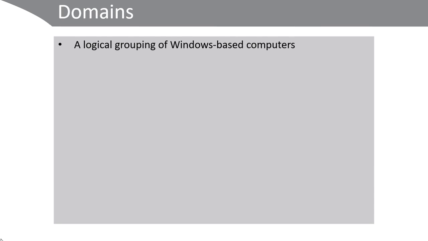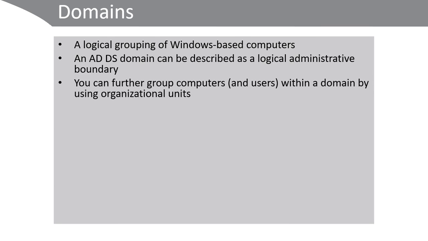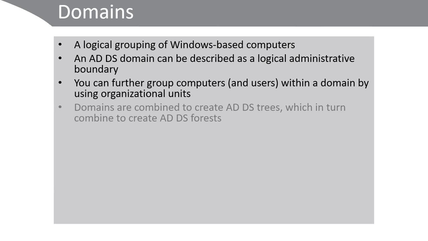A domain is a logical grouping of Windows-based computers. An Active Directory Domain Services domain is described as a logical administrative boundary. The domain contains a group called Domain Admins, members of which can perform management on any object in the domain, but not on any objects outside of the domain. Within a domain, you can group computers and users by creating organizational units. Domains are combined to create Active Directory Domain Services trees, which in turn combine to create forests.